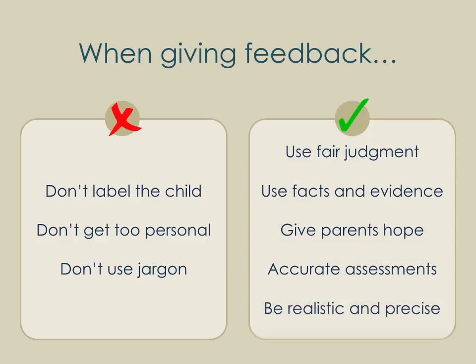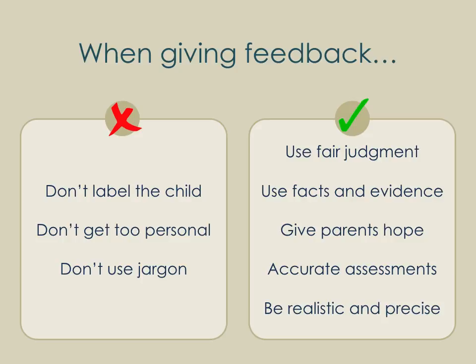What should we do? Make sure that our judgment is fair. Use facts and evidence that we have and that we can back up. Most importantly, give parents hope, particularly with kids who are struggling, or particularly with naughty kids. Make sure our assessments are accurate, and that comes back to making sure that the results we give are accurate, and be realistic and precise. Sometimes there are certain things we want to say, so just make sure we say them in the right way, but don't shy away from saying the things that need to be said.